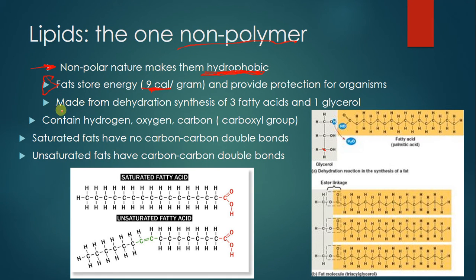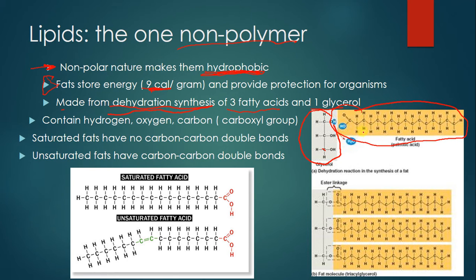We make lipids through, coming back again, a dehydration synthesis reaction of 3 fatty acids and 1 glycol. So if you look at this picture right over here, this part right here is the glycol. It's 3 carbons with 3 hydroxyl groups, 1 on each carbon, and a fatty acid. This is a fatty acid right here.